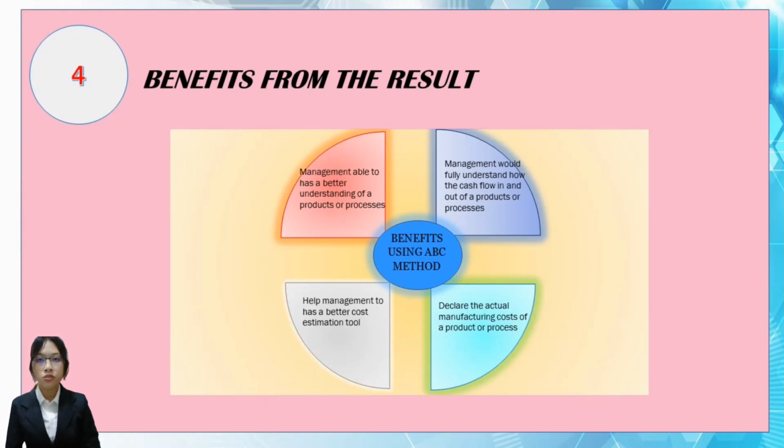Furthermore, activity-based costing will help management to have a better cost estimation tool. The activity-based costing system assigns the actual cost information and proper cost drivers. The cost driver rate will help management to do forecasting and estimate the expected expenses in the future. It also helps management to determine the actual manufacturing cost of a product or service. So management is able to control the manufacturing costs and make improvements in order to reduce the overhead costs and improve profitability. That's all for the benefits of the activity-based costing method.